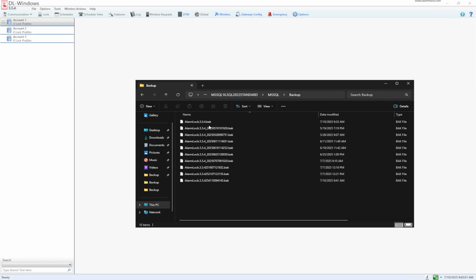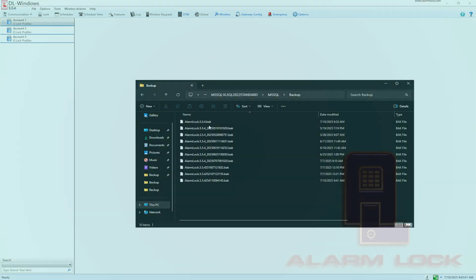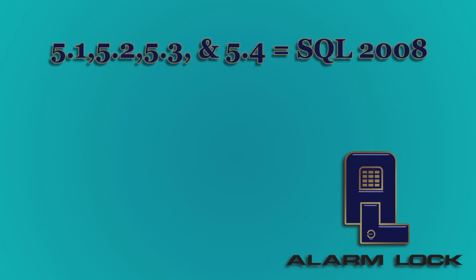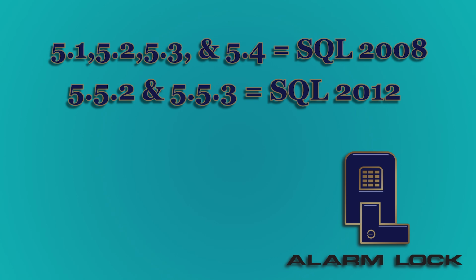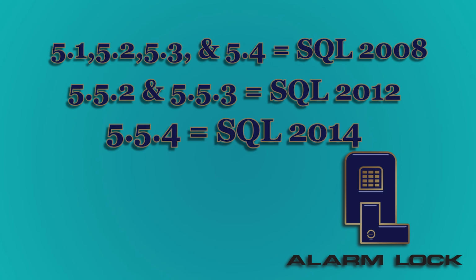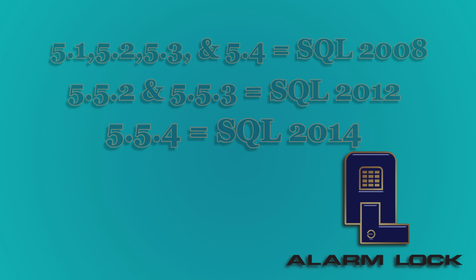When dealing with a back file that you don't know what version of SQL created it, your best bet is to start with the SQL version that comes packaged with that version of DL Windows. DL Windows 5.1, 5.2, 5.3, and 5.4 all come with SQL 2008. DL Windows 5.5.2 and 5.5.3 came with SQL 2012, and DL Windows 5.5.4 came with SQL 2014.